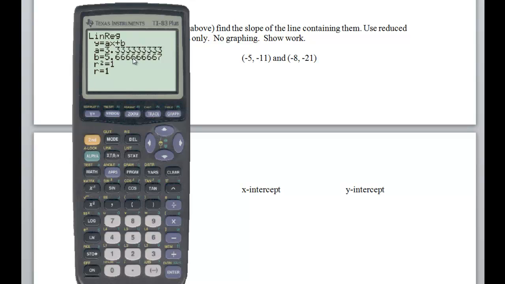The y-intercept isn't as critical to write as an improper fraction. So make sure when you write your answers, use improper fractions for slope, and then a non-decimal for the y-intercept. And if you need help converting decimals to fractions, please see me and I can give you some one-on-one assistance there. Alright, so let's put this away and let's get to some more work here.